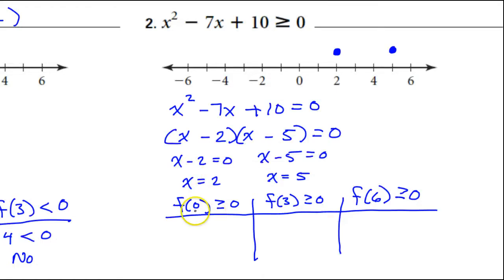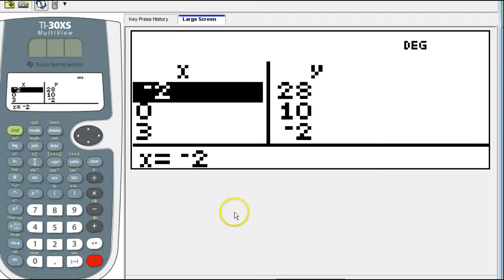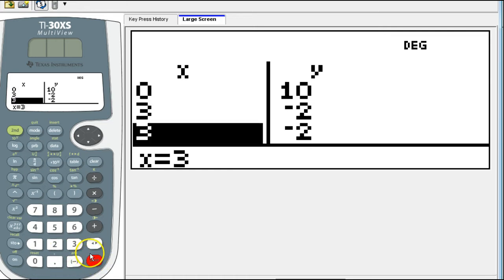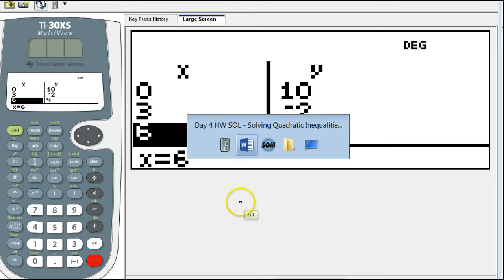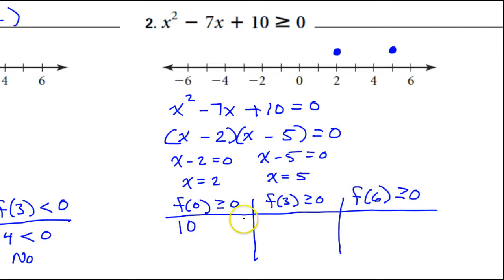So we want to test these 3 specific values, 0, 3, and 6. So we can just type those in directly, 0, 3, and 6. It works out great. So we got 10, negative 2, and 4. And the question is, in each case, are these greater than or equal to 0?